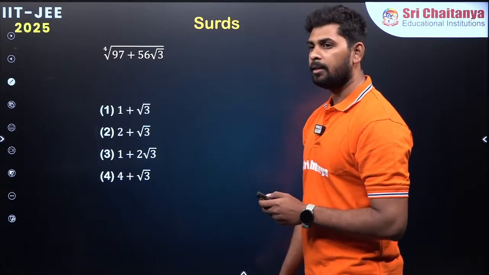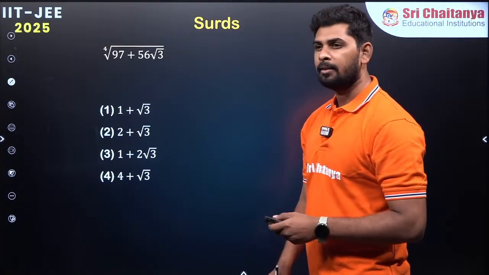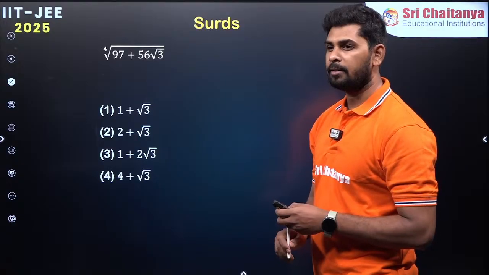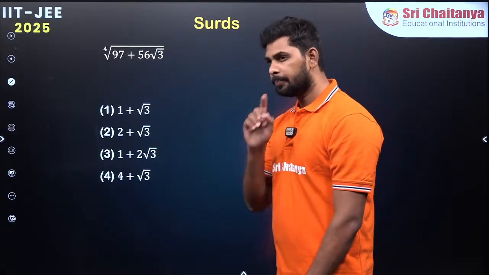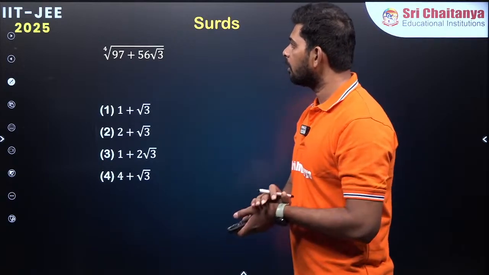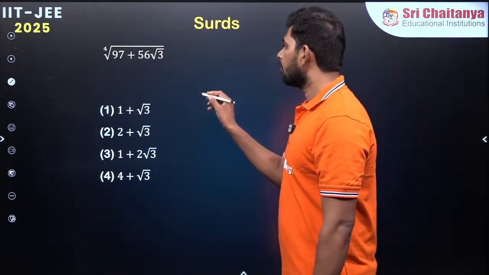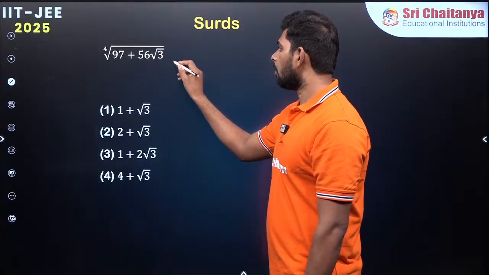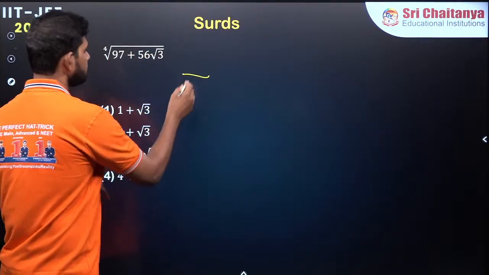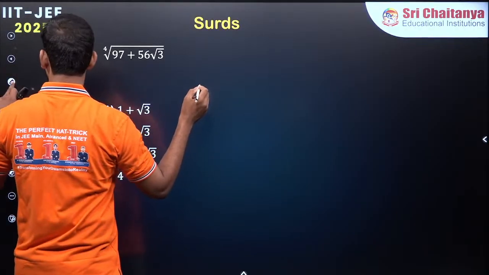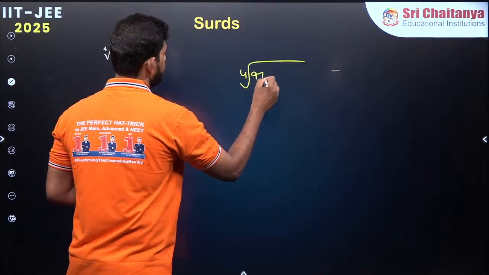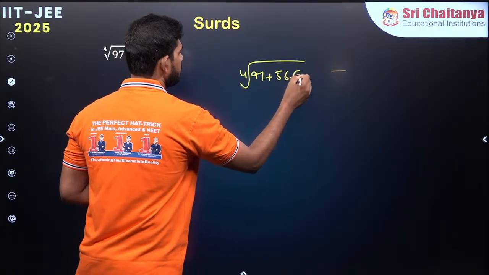Okay, one was correct, very nice. Right, so here is the last question we are going to solve. You can see that 4th root of 97 plus 56 root 3 is there. So I am trying to write again the same way that we have taken square root. We have 4th root of 97 plus 56 root 3.